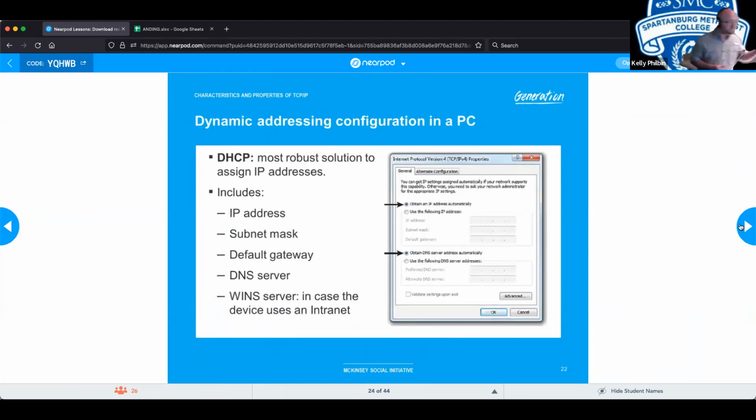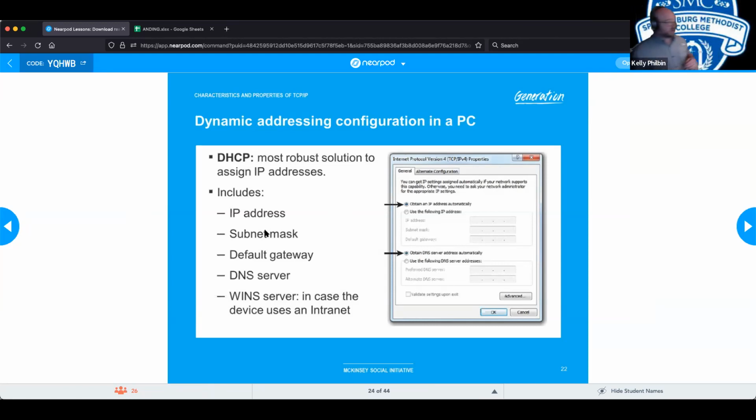Within dynamic addressing in a PC, it does all this stuff automatically because it has been predetermined. The key things we need for every network setup: we need our IP address, which is the unique address for that computer. We need the subnet mask, so we know how much of that address is dedicated to our network address and how much is dedicated to our individual computer in that network. We have our default gateway, which is the computer that we need to communicate with in order to talk to the outside world.